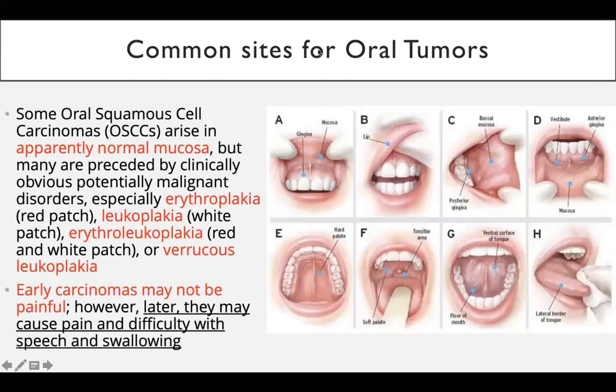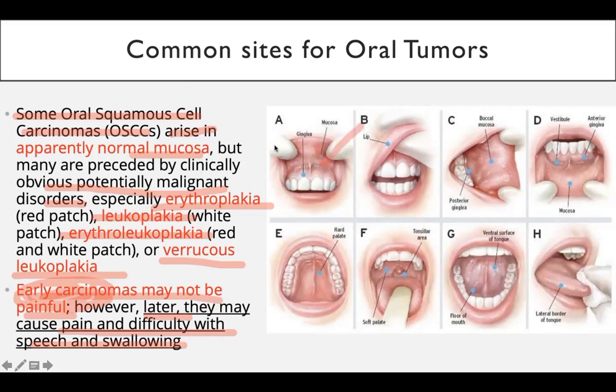Okay, so next, again, the common sites for oral tumors. On the left side, some oral squamous cell carcinomas, OSCCs, arise in apparently normal mucosa, but many are preceded by clinically obvious, potentially malignant disorders, especially erythroplakia, leukoplakia, erythroleukoplakia, or verrucous leukoplakia. Early carcinomas may not be painful. Early they are asymptomatic, we know this, but later they may cause pain and difficulty with speech and swallowing.